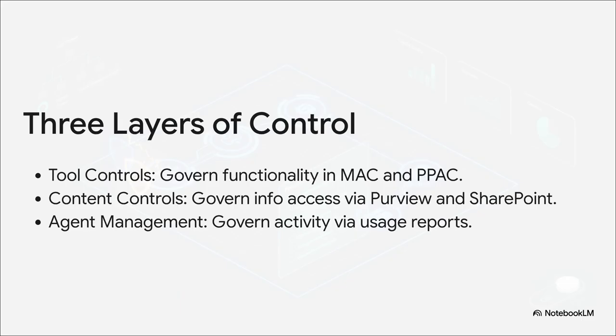First up are tool controls. These govern functionality and are mostly handled right inside the Microsoft 365 and Power Platform Admin Centers, or MAC and PPAC. Second, you have content controls. This is all about data security, heavily relying on Microsoft Purview and SharePoint Advanced Management to govern who accesses what. And third is agent management, which is exactly how you oversee the actual activity in the wild, utilizing staged rollouts and detailed MAC usage reports.